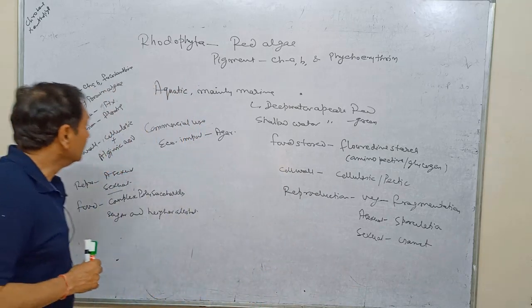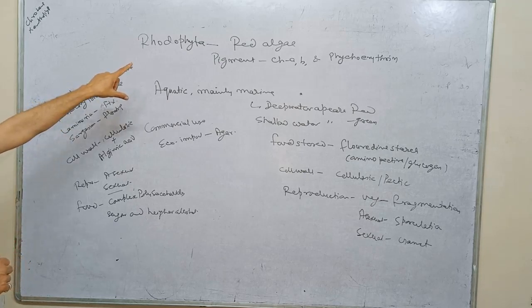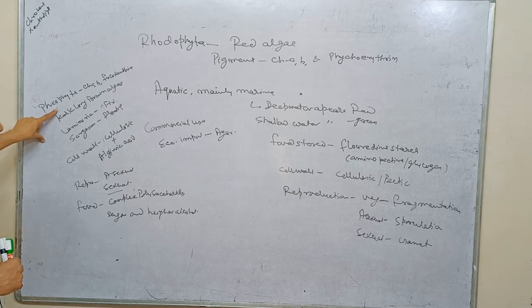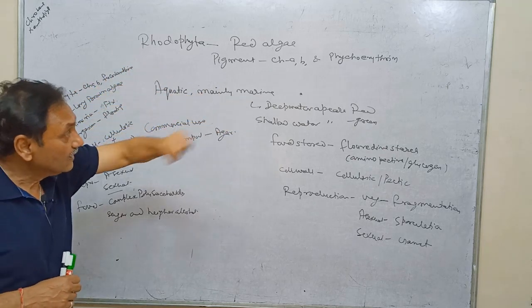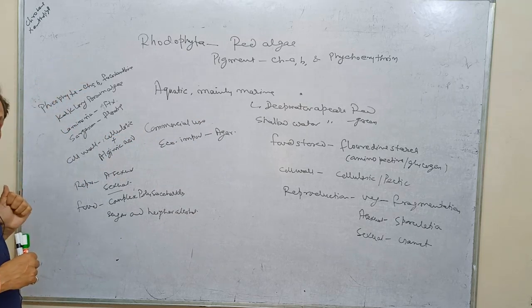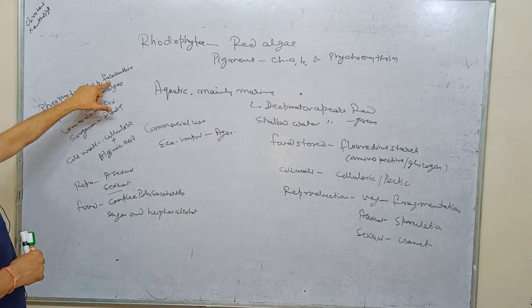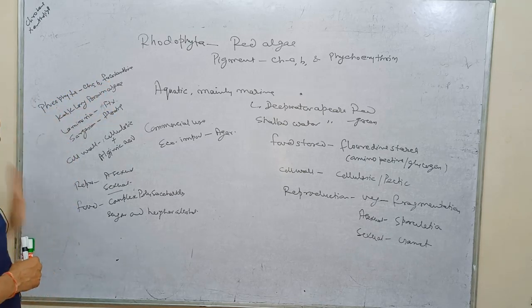Now the third type of algae is called Phaeophyta, or the brown algae. First was Chlorophyta, then Rhodophyta, and the third one is the Phaeophyta, called brown algae. It is also photosynthetic, so it has chlorophyll a and c. But in addition to xanthophyll or carotene, it has fucoxanthin. Whenever it comes in contact with sunlight, its color is brown, so it is called brown algae.